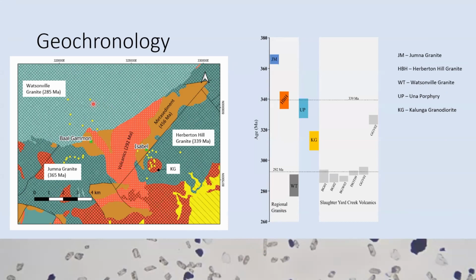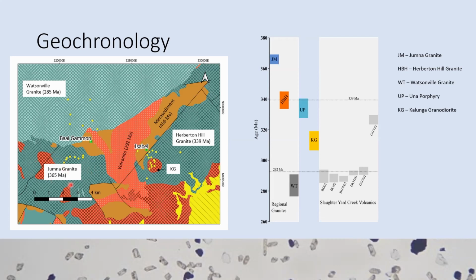The yellow dots on this map mark my sample points, and these are the points where the granite geochemistry that I showed earlier was coming from.